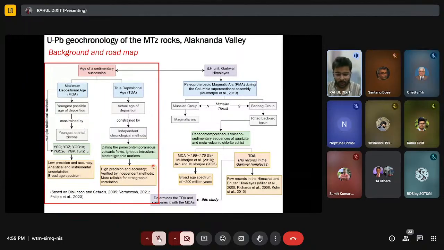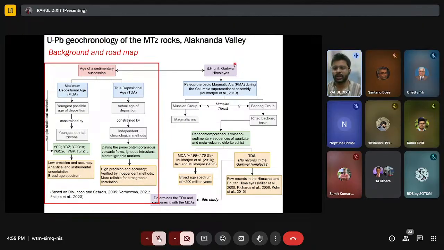So this is not possible every time you go for the true depositional age, but wherever this is possible, wherever you have these types of penecontemporaneous volcano-sedimentary flows, then we can go for this type of methodology, because it is high in precision and accuracy, it is verified by independent methods, and it is more reliable.